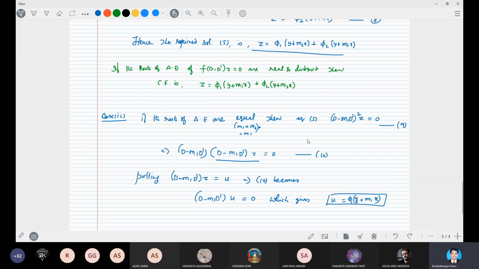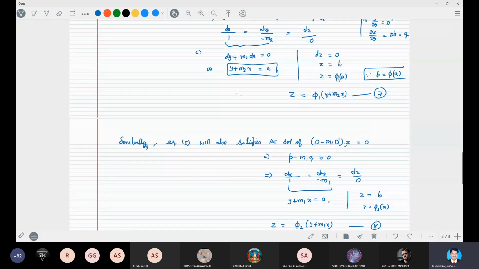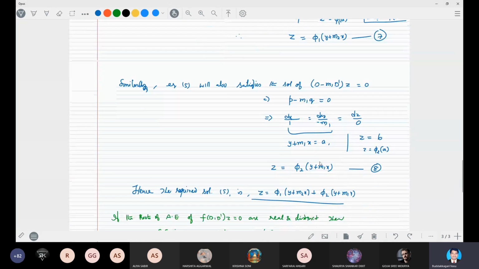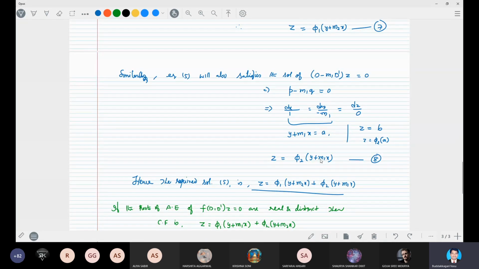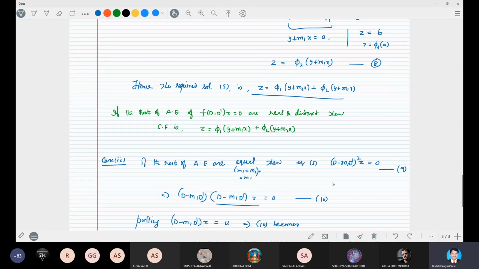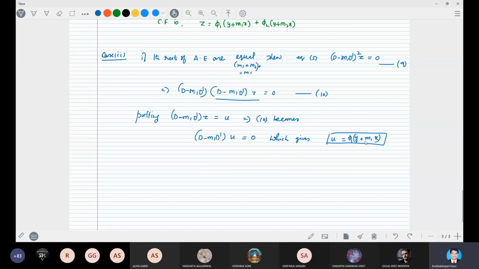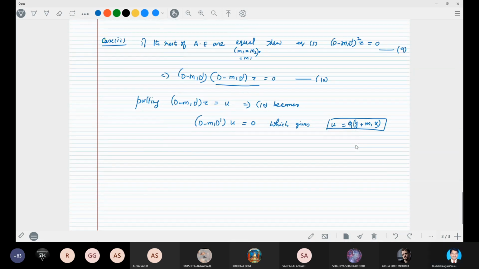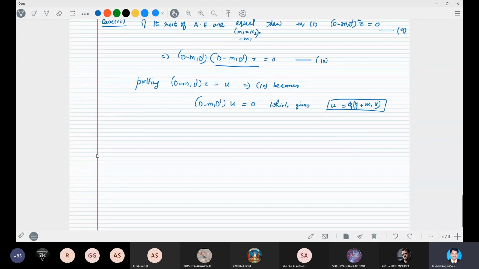We see here, when (D minus m1 D dash) into z is equal to 0, we get the solution z is equal to phi 2 of (y plus m1x). That is just the notation of the function phi 2. So for our convenience, I write it as phi 1 of (y plus m1x), right? u is equal to.